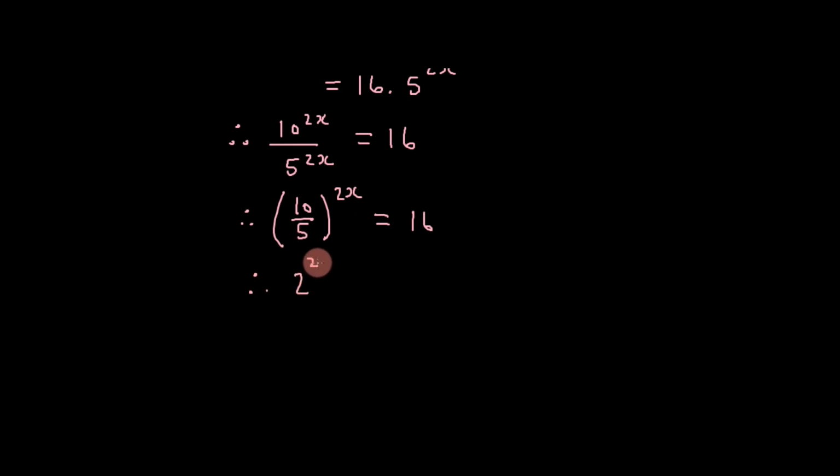So we have 2 to the 2x equals, on the right-hand side, we can use prime factors of 16. So 16 is 2 to the 4. Now the bases are the same, so the powers are equal. And solving for x, we see that x is equal to 2.